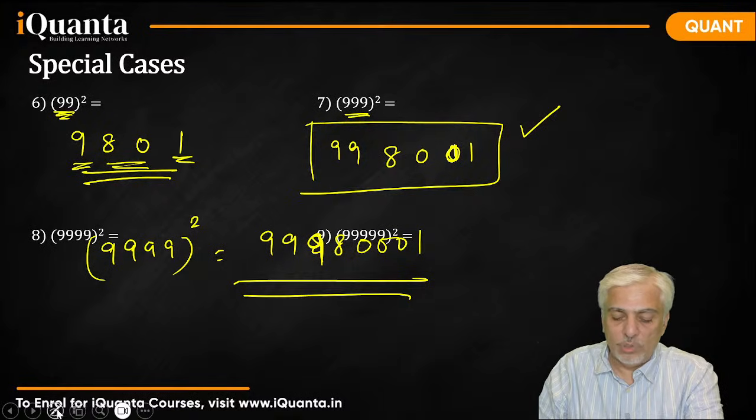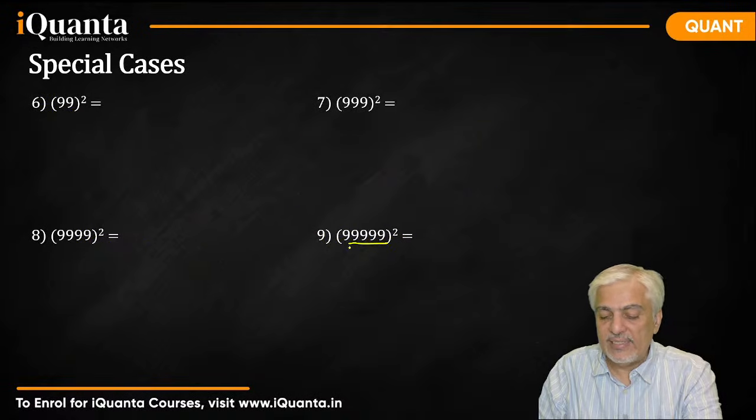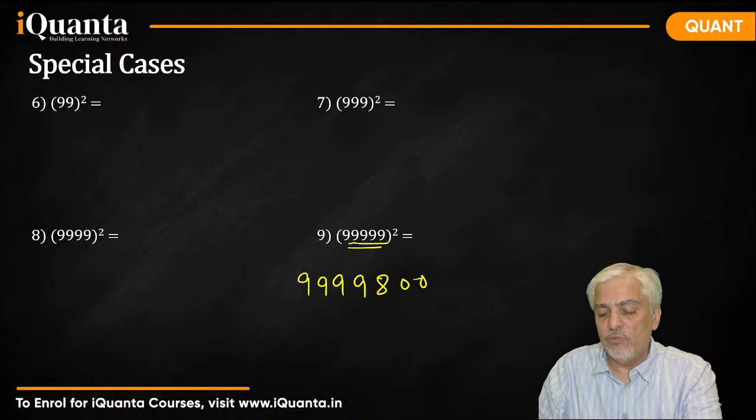What if there is one more 9? What if there are 5 9s, 4 9s, 8, 4 zeros, 1?